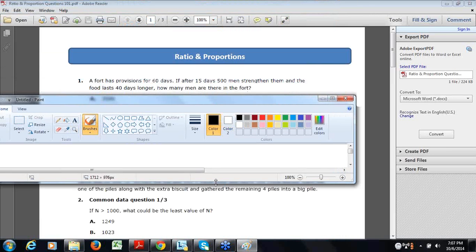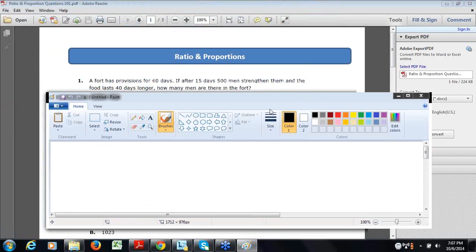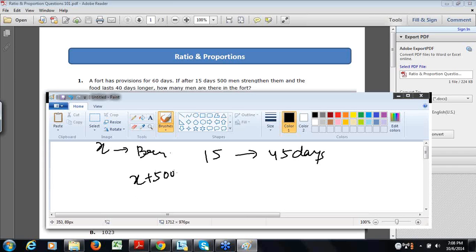Okay, so let us solve this question. Let there be X men at the beginning. So we have X men at the beginning. Then after 15 days the food with them will be left for 45 days. Now the men have increased by 500. Now food will last for 40 days.